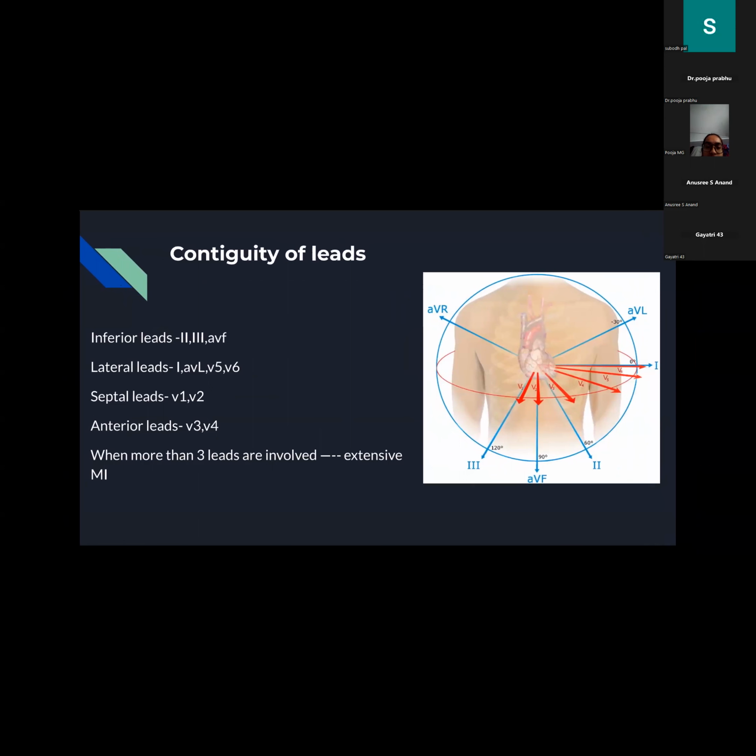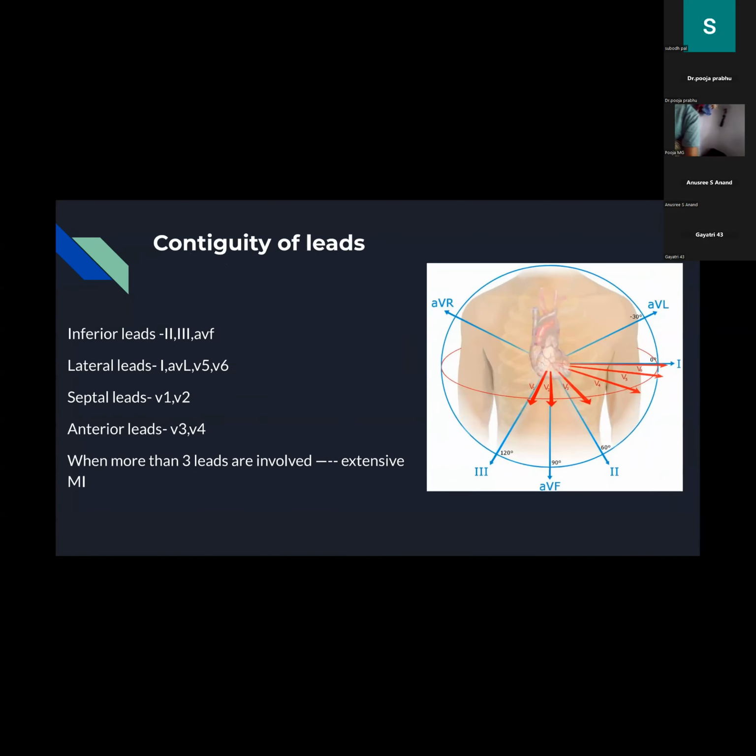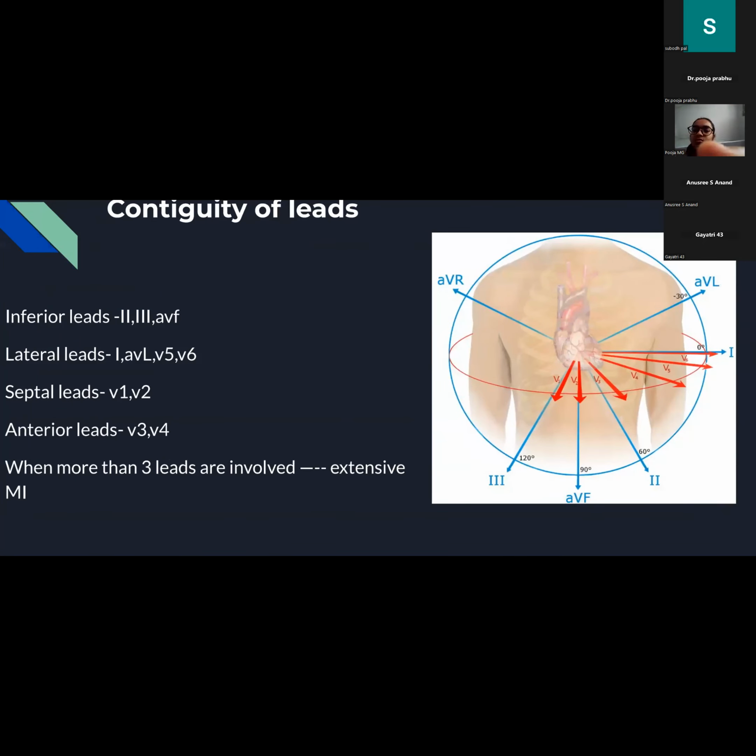Coming to the contiguity of leads, what do you mean by contiguity? It is when two or more leads are looking at the adjoining tissue of the heart. If we consider the diagram here and the interpretations I have mentioned on the left-hand side, if the inferior surface of the heart is to be visualized, you can see that lead 2, lead 3 and AVF are observing the inferior surface of the heart. That is the surface just above the diaphragm.